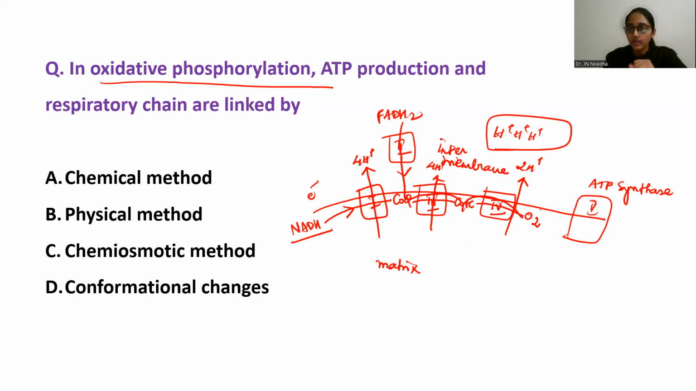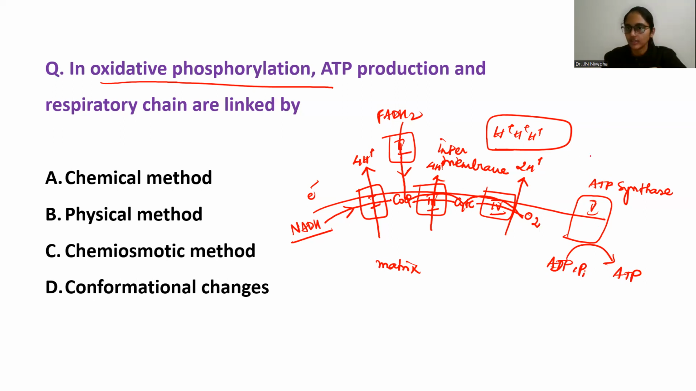So now if we are going to dissipate the proton gradient via ATP synthase complex, then some amount of energy will be liberated. That energy is used up in the synthesis of ATP from ADP. ADP and inorganic phosphate will form ATP. So what is giving the energy to form ATP?